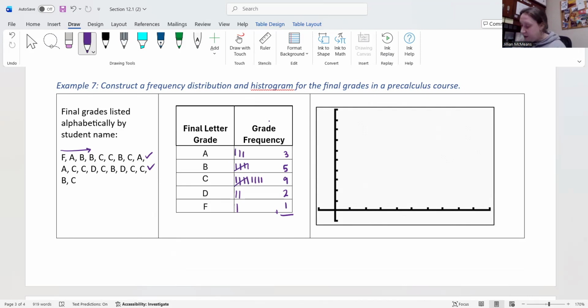That is 20. And then let's go ahead and add up all the data items in the raw data set. We have 1, 2, 3, 4, 5, 6, 7, 8, 9, 10, 11, 12, 13, 14, 15, 16, 17, 18, 19, 20. So we're good. All right, now, for the frequency distribution, along the x-axis, we'll put the letter grades.